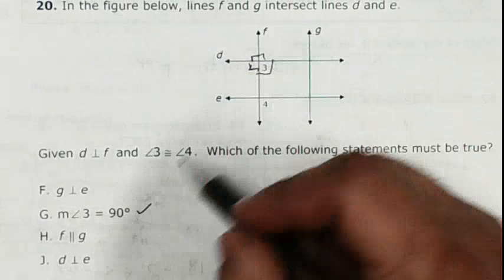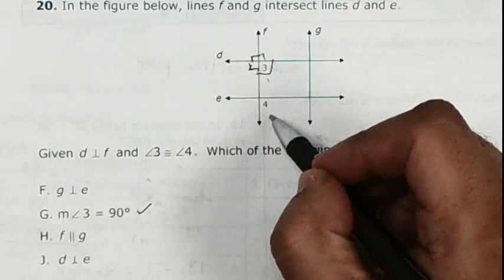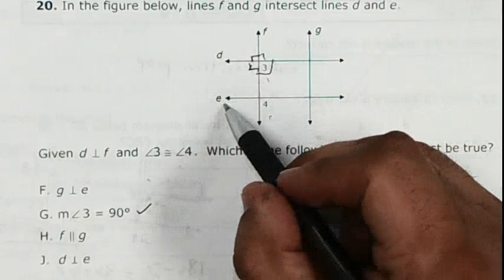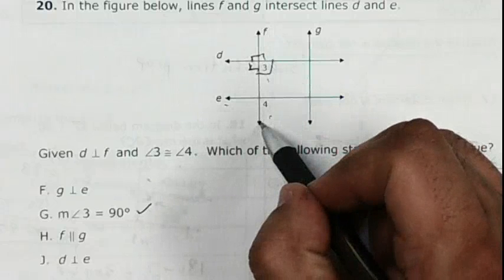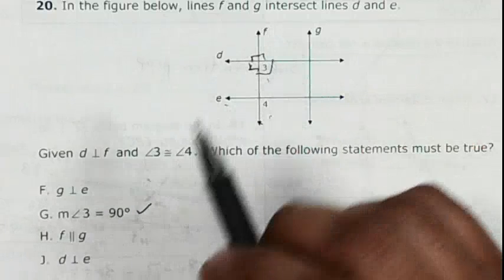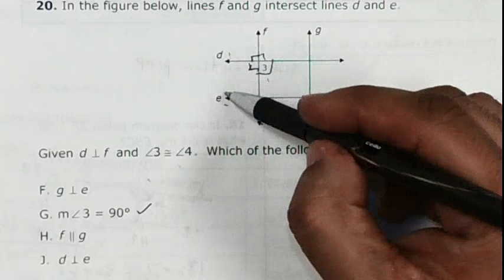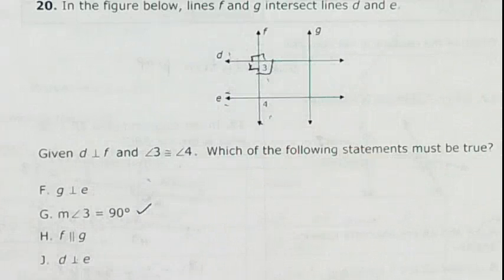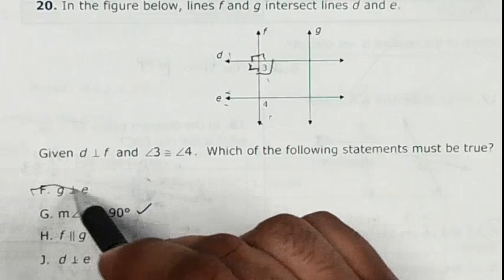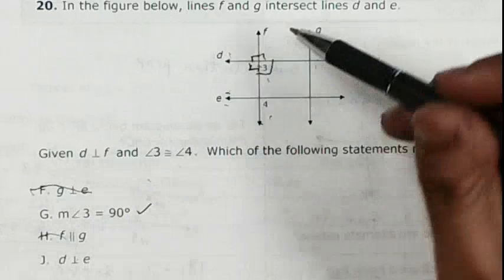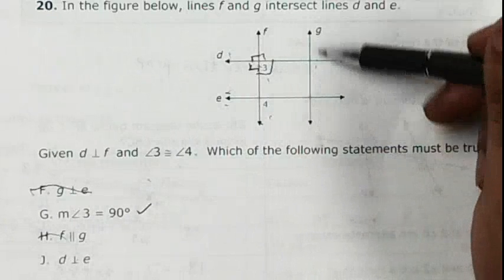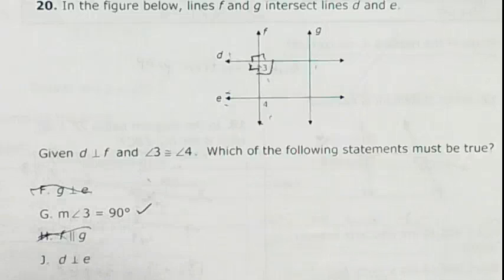So this is true. And because 3 is congruent to 4, that's going to tell you that E is perpendicular to F, which would also imply that D and E are parallel, but that's not one of my choices. So I know this can't be it. This doesn't work because I'm not told anything about F and G. I'm not told anything about G, actually. So that may or may not be true.